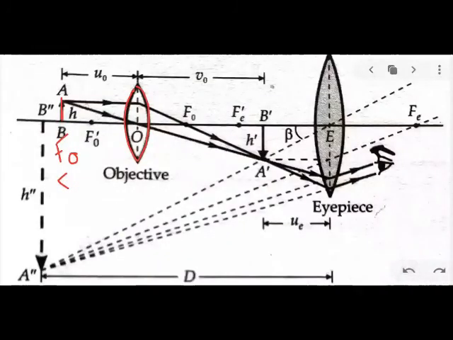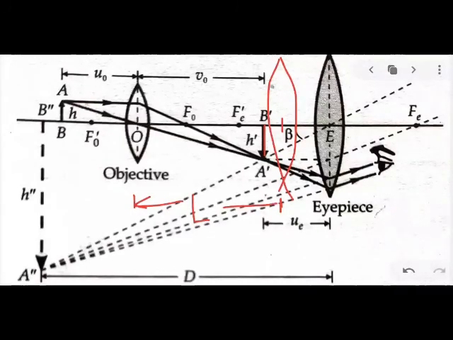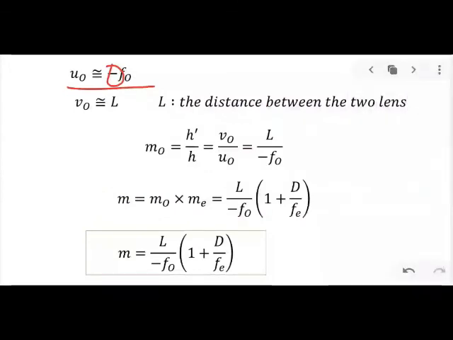For the another consideration, let us consider your image A'B' to be formed very close to the eyepiece. Let us consider the eyepiece is somewhere here. This is my eyepiece. So the image is formed at the eyepiece. So in that case, what do you see? Let us consider the distance between the objective and the eyepiece as L. Then your image distance for the objective will be equal to the distance between the objective and the eyepiece. So I can say V naught equals L. Fine. So let us make these two assumptions.